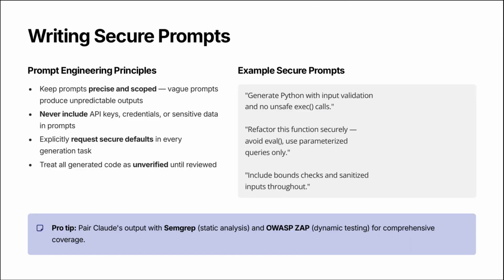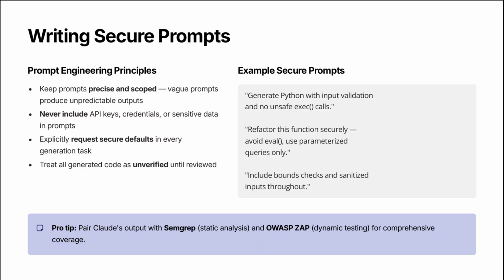Let's focus now on the principles of writing secure prompts when using the Claude system. Precision and scope are key. Vague prompts can often lead to unpredictable outputs, and we certainly want to avoid that. It's also critical to never include any API keys, credentials, or sensitive data in your prompts. Always make sure to request secure defaults in every generation task, and remember to treat all generated code as unverified until it has been reviewed.